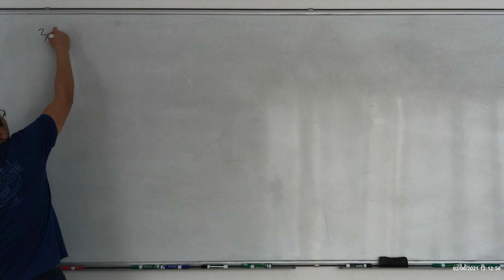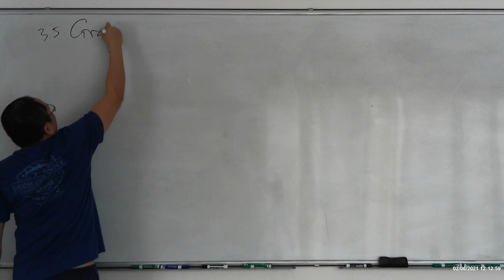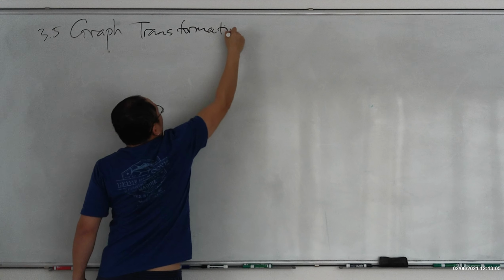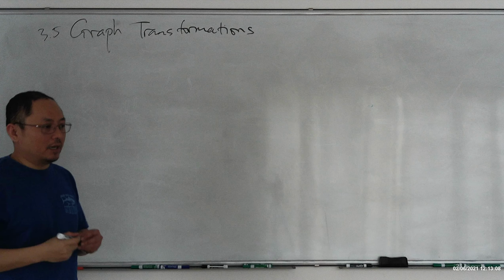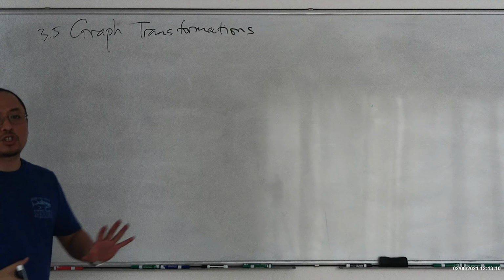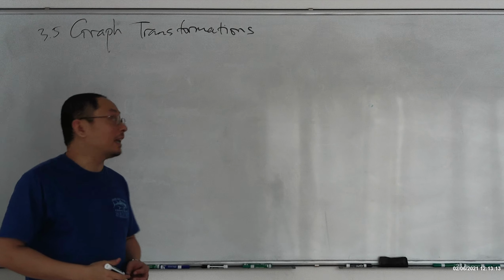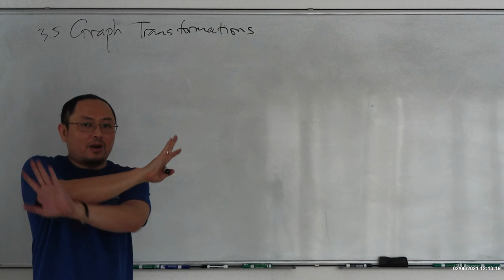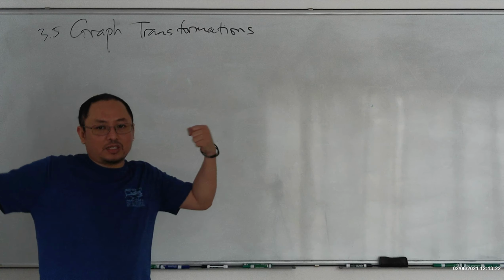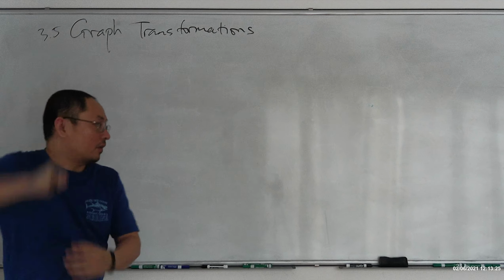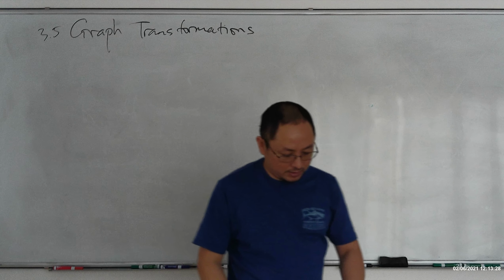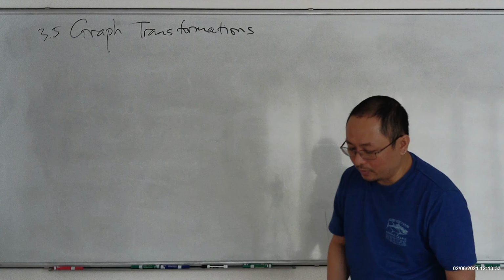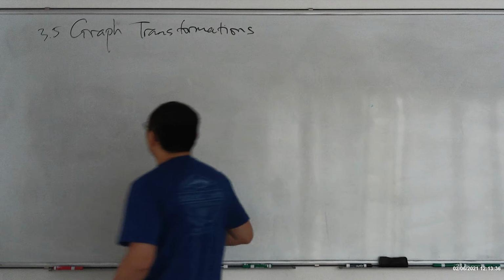Section 3.5. Let's talk about graph transformation. Okay, so pretty much in here we have a graph, and what we're going to do is we're going to shift the graph around. We're going to move the graph up and down and left and right. We can even flip the graph over the x-axis, flip the graph over the y-axis. We can even deform the graph with stretches or compresses horizontally or vertically. Okay, and I'm going to show you all of those at once. So to make it easy, let me just start with an example, and then I'm going to work on the example.